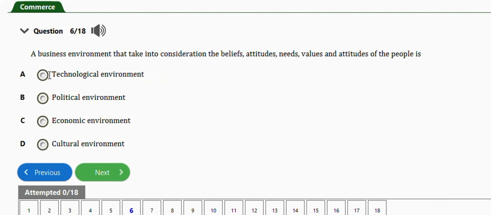Next question says a business environment that takes into consideration the beliefs, needs, values, and attitudes of the people is the cultural environment. Okay, very important. So this CBT question is the cultural environment, option D.